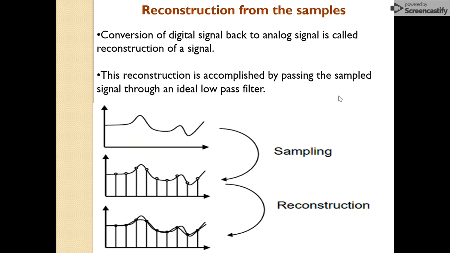The next phase after sampling is reconstructing the signal from the samples. Conversion of the digital signal back to an analog signal is called reconstruction. This reconstruction is accomplished by passing the signal through an ideal low pass filter. We can see the image sampling is done, through which we get a discrete signal. Now we are converting the discrete signal back to analog. That's what is happening in reconstruction from the samples.